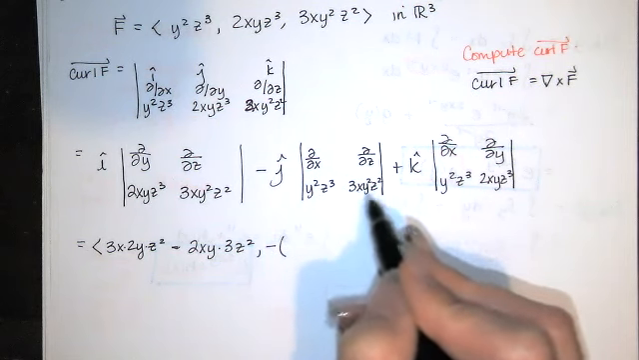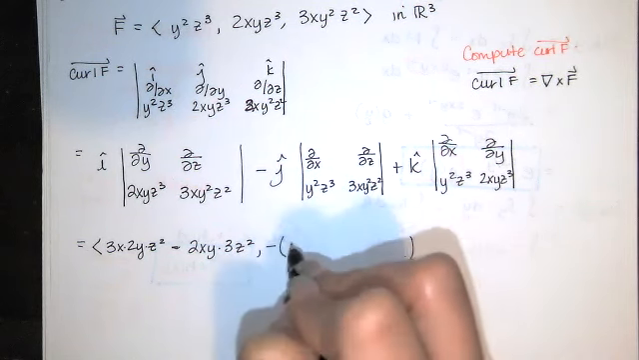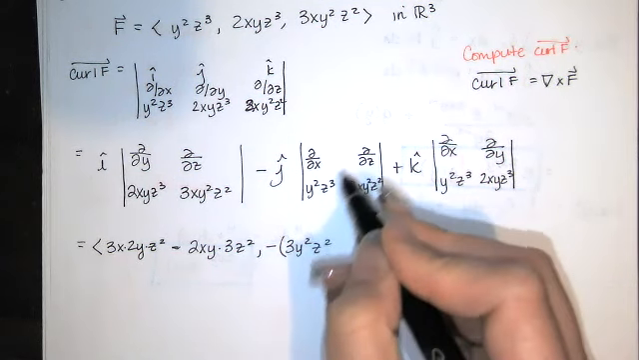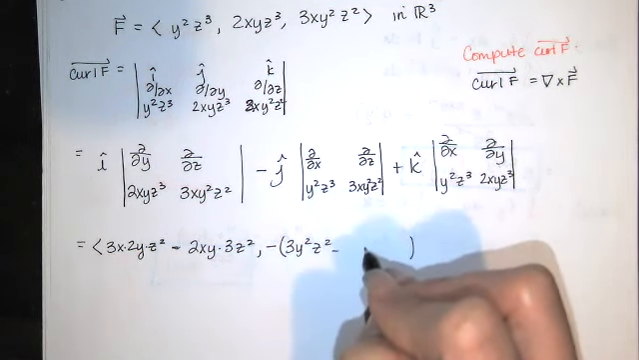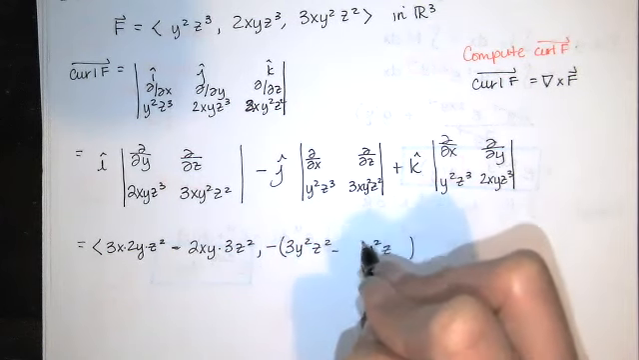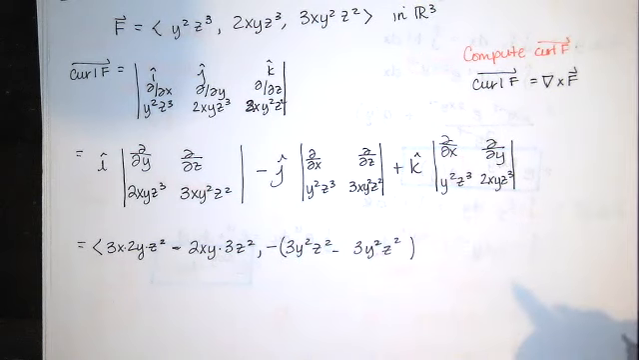Take the partial of this guy with respect to x. That's a constant times x. The derivative of a constant times x is just my constant. Then I take the derivative of this guy with respect to z. Y squared is constant with respect to z. The derivative of z cubed will be 3z squared.